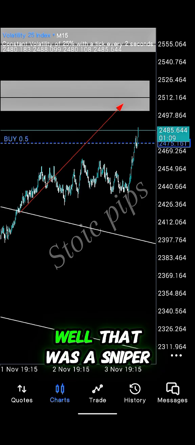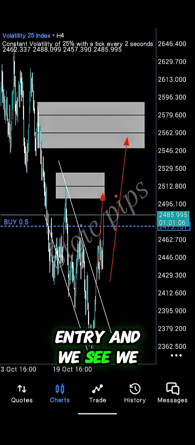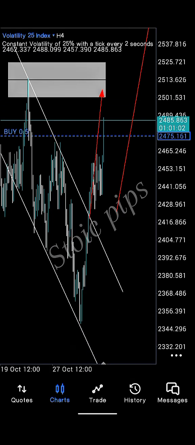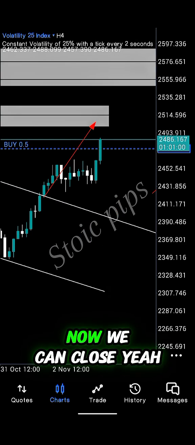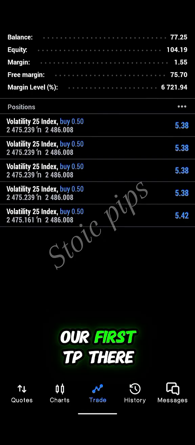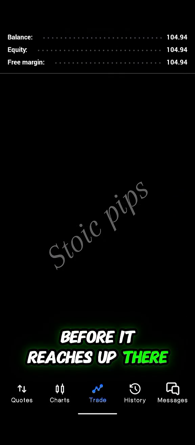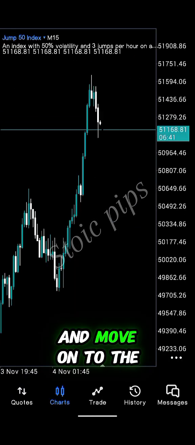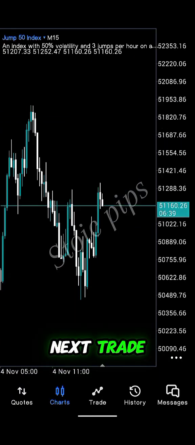Well, that was a sniper entry, and we see we are already at $100. I guess we are closing now. We can close. Yeah, but price is definitely reaching our first TP there before it reaches up there. So I'll close there and move on to the next trade.